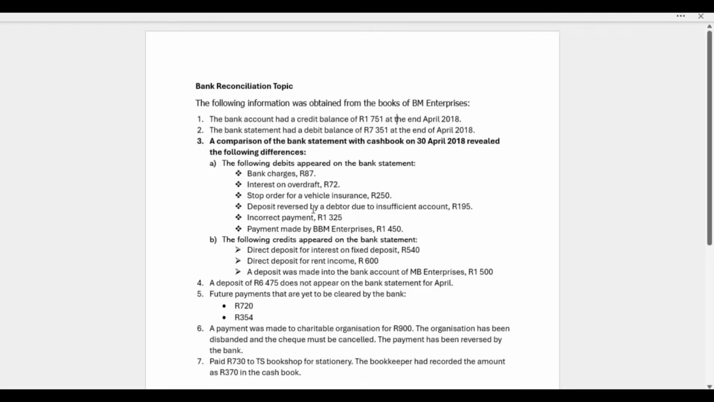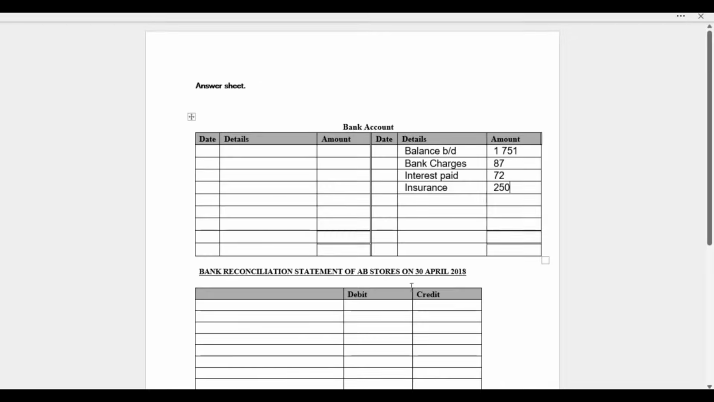And then there's a deposit reversed by the debtor due to insufficient funds. Whenever there's a reversal of money that was received from a debtor due to insufficient funds, it means there will be a decrease in our bank account. Whenever there's a decrease in our bank account, we credit. So we're going to say debtors control there, debtors control, of how much? 19195. Right. And then the next transaction there.